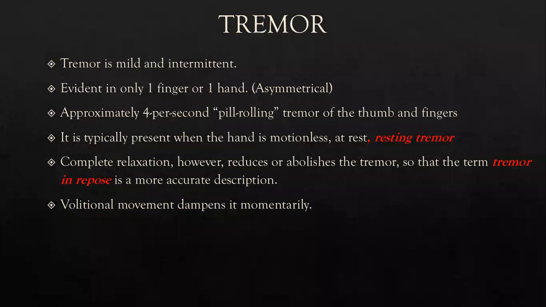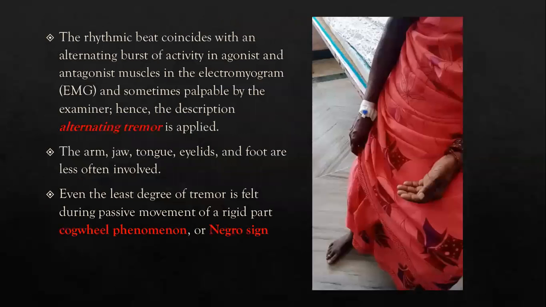Coming to tremor, the most important symptom, it is mild and intermittent. It is evident only in one finger or one hand, which indicates asymmetry. It is an approximately 4 per second pill rolling tremor of the thumb and fingers. It is typically present when the hand is motionless or at rest, that's why the name resting tremor. Complete relaxation, however, reduces or abolishes the tremor, so the term tremor in repose is a more accurate description. Volitional movement, or voluntary movement, dampens it momentarily, only to reappear.